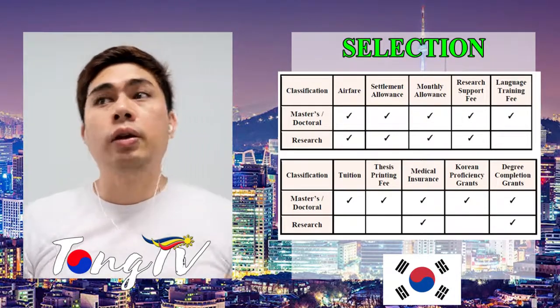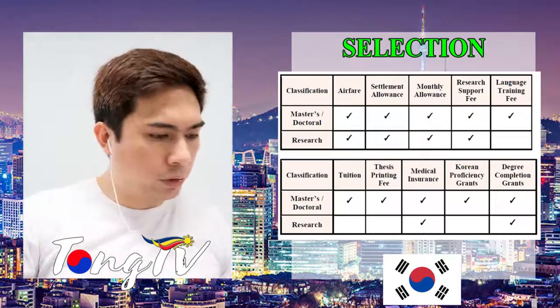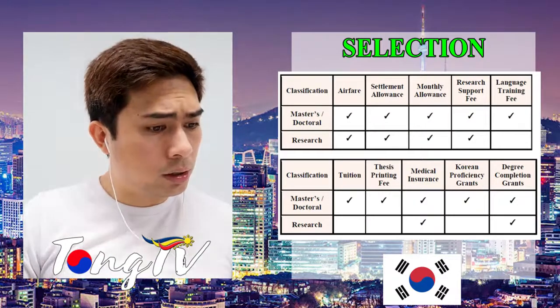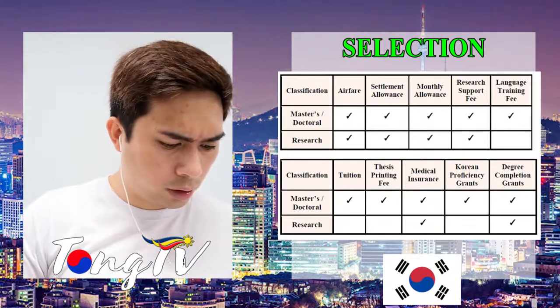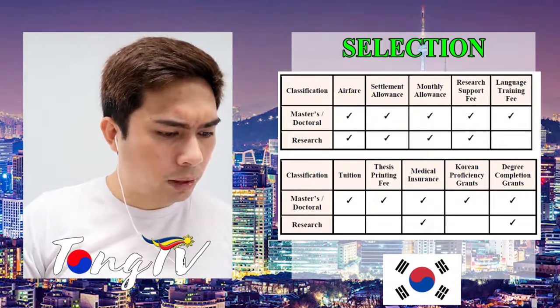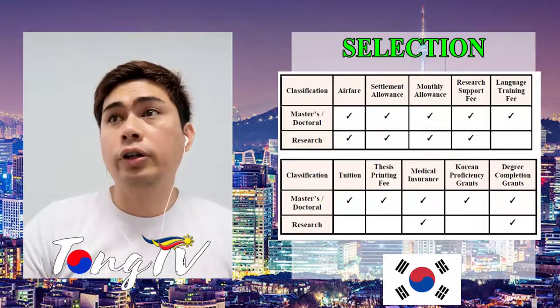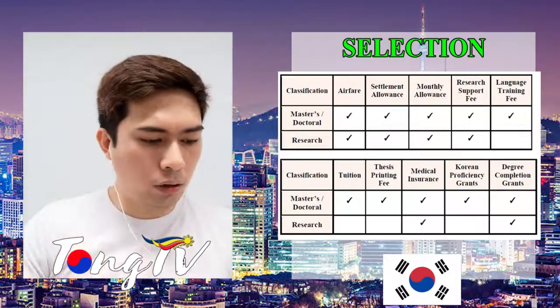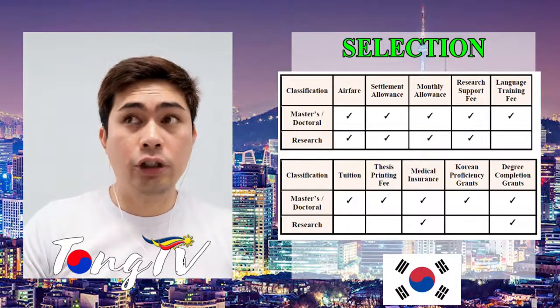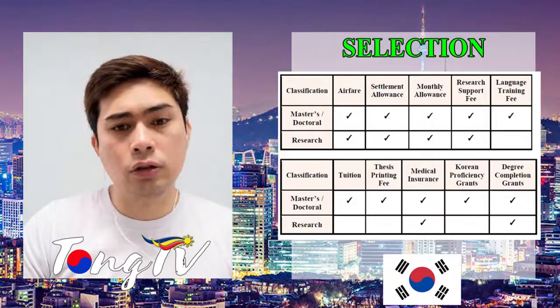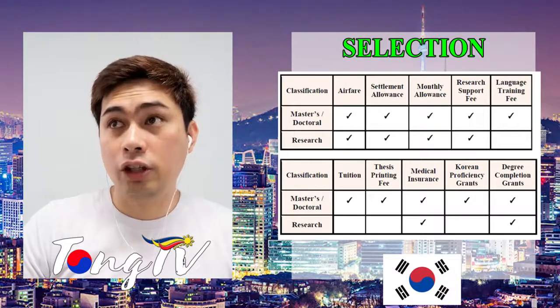Medical insurance, both of you will receive a medical insurance. The medical insurance is around 20,000 won per month, if I'm not mistaken. So per month, you need that. That's one thing that is good here in Korea. You have the medical insurance.